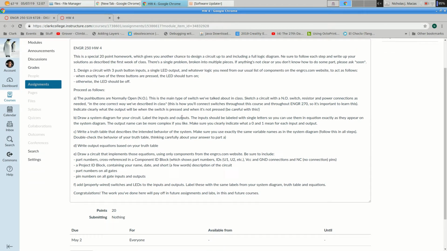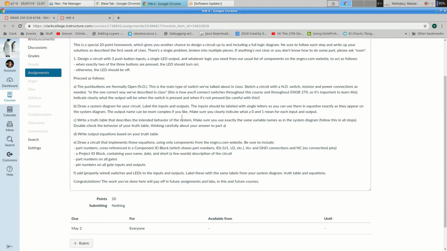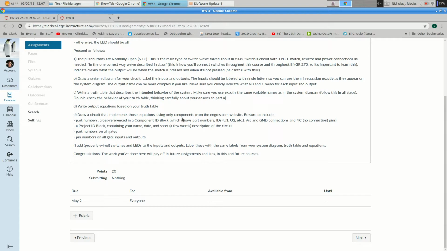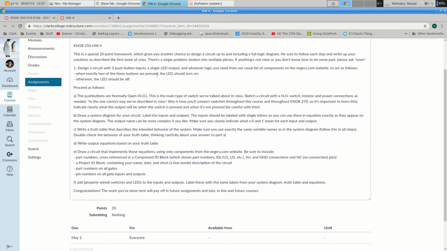So draw a circuit with 3 push buttons. Proceed as follows. Push buttons are normally open. Sketch a circuit with a normally open switch, resistor, and power connections as needed in the correct way we described in class. So that's what that is. And then draw a system diagram for your circuit. So the goal of the overall circuit was that the LED should be lit up when exactly 2 buttons are pressed, and the LED should be off otherwise.